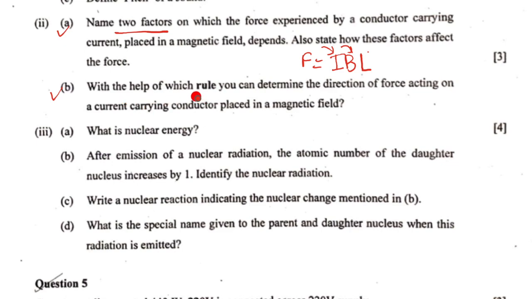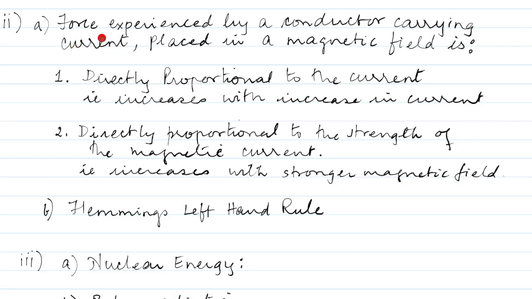With the help of which rule can you determine the direction of force acting on the current carrying conductor placed in the magnetic field? So here we have 3 quantities: the force, the current carrying conductor with the direction of the current, and the magnetic field. So that will be Fleming's left hand rule. So see how we write the answer.